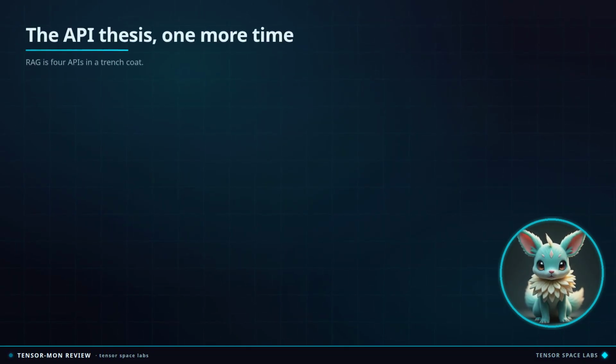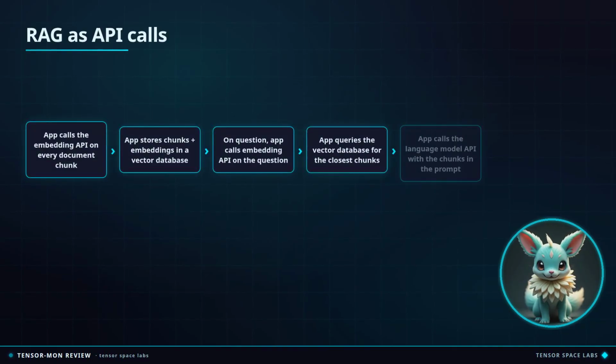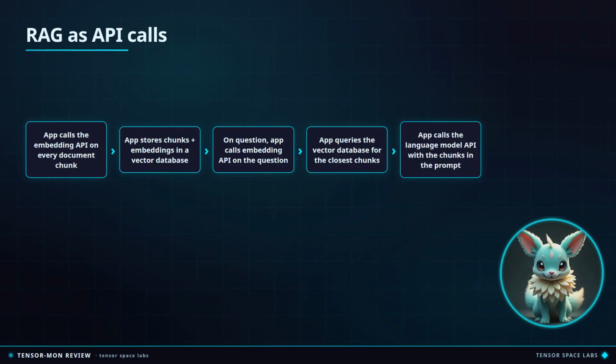One more time, the thesis of this whole course. API. Even RAG is just APIs talking to each other. Indexing is an API. Retrieval is an API. Generation is an API. Your application is the last one, calling them in order. 5 API calls in order. Embed the chunks. Store them. Embed the new question. Query the database for neighbors. Call the language model with the chunks in the prompt. That sequence is a RAG pipeline. Simple once you see the API shapes.